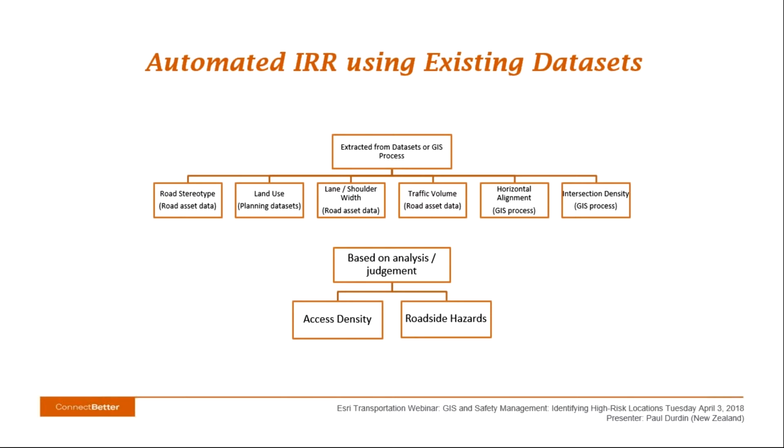Two of the input variables to IRR, namely access density and roadside hazards, can be input manually into the IRR process. But if we're looking to apply this at a network level, we have to make a series of judgments to determine access density and roadside hazards. We've created some approaches for estimating those, which we have calibrated against manual coding, and found those to be highly accurate.